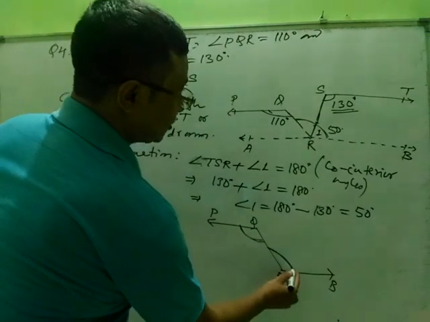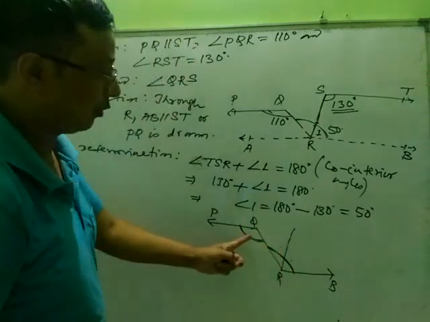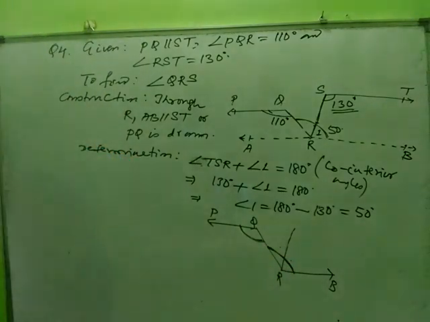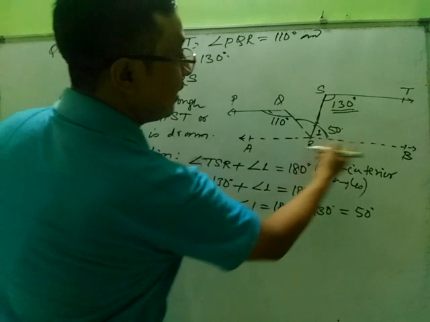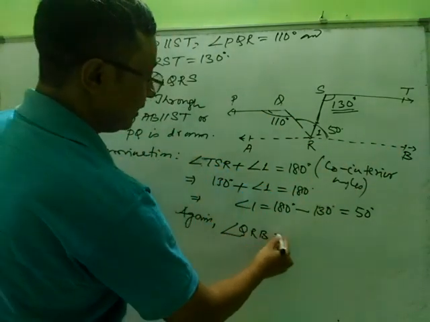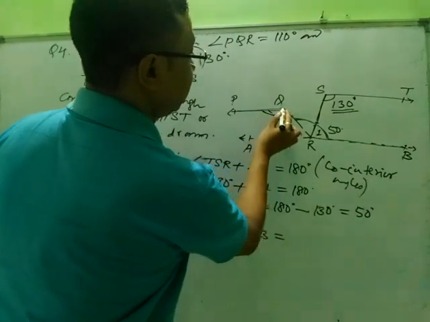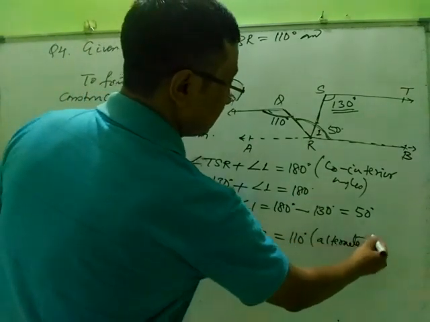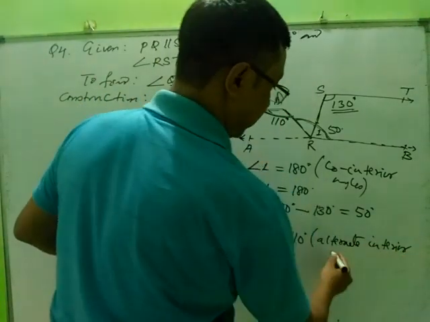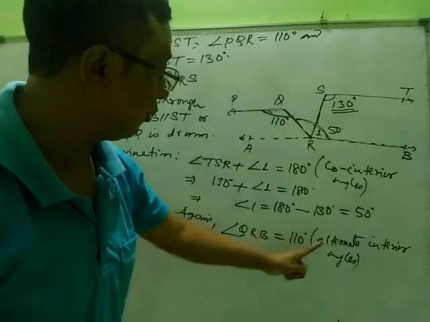So now this equals this angle. Here you have QRS and here angle 1. So this plus this equals this angle, alternate interior angle. Again, angle QRB equals 110 degrees, alternate interior angles, because this line is parallel to this line, intersected by this line. So these two angles are equal. So it's 110 degrees, alternate interior angles.